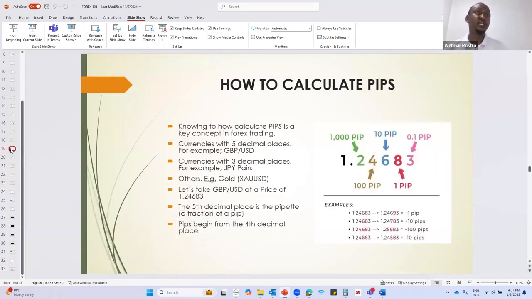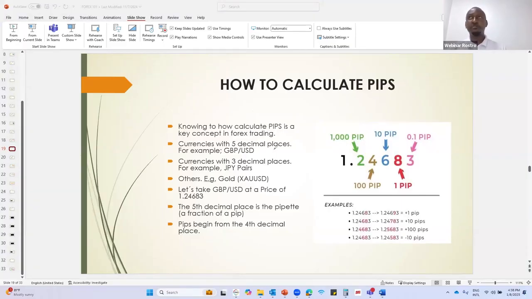Then when you talk about the PIP, PIP is actually an acronym of percentage in points, right? Allow me to, I wanted to use a whiteboard, but I can still illustrate here to show you how it's done.